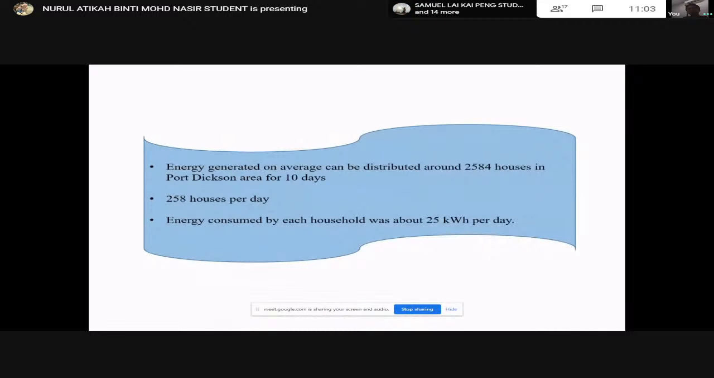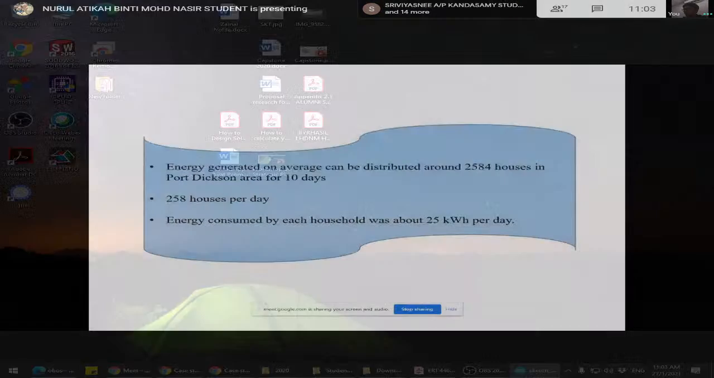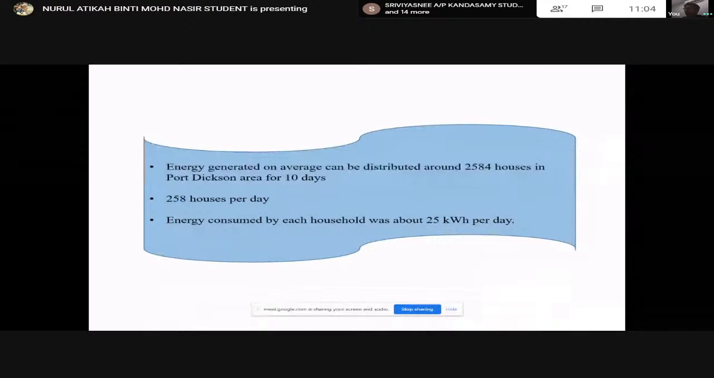Okay, I will continue. My name is Najib Abdullah. So, the energy generated on average can be distributed to around 2,184 houses in the Port area for 10 days, about 158 houses per day. The energy consumed by each household was about 25 kilowatts per day.